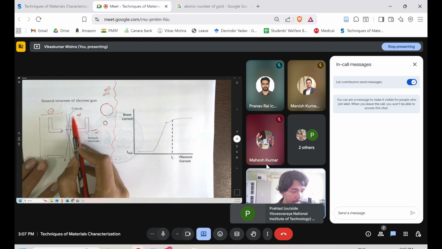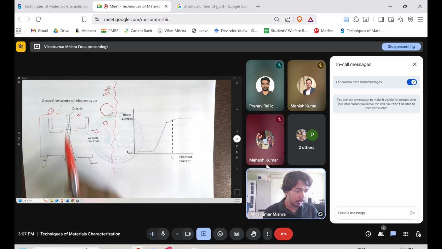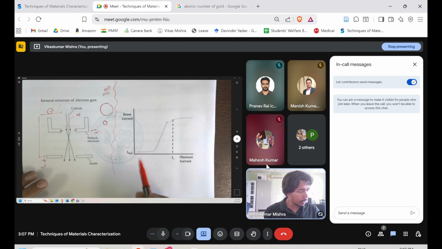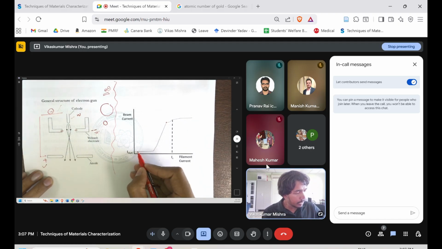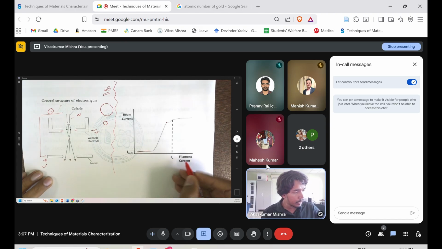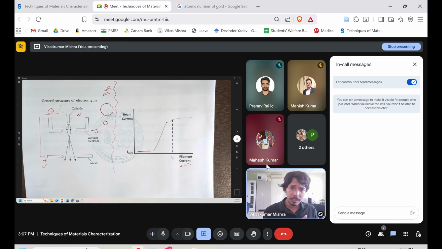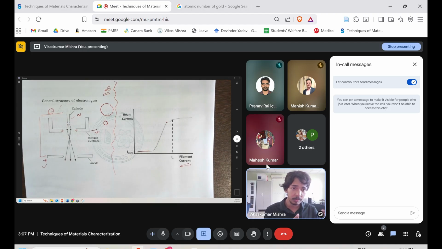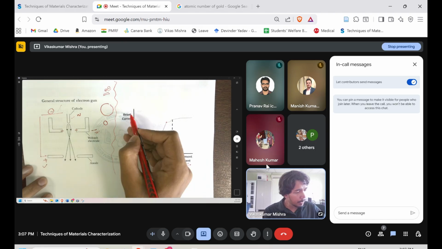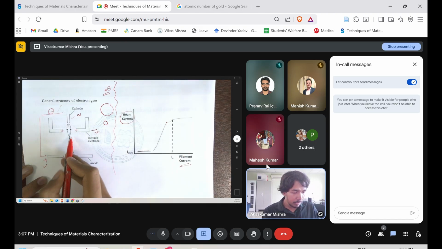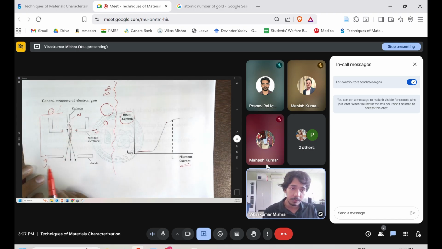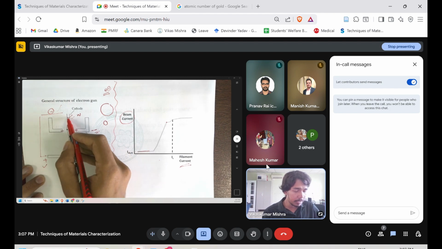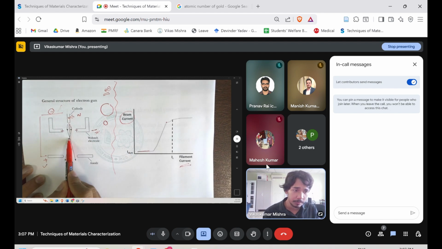Now we are passing some current through the filament, so now we got a little bit of intensity. This is the filament current. We are passing the current through the filament so that it gets heated up. Beam current is the current of the electrons which we are ejecting from this particular filament. So we are passing some current through this, and we are getting some current over here.